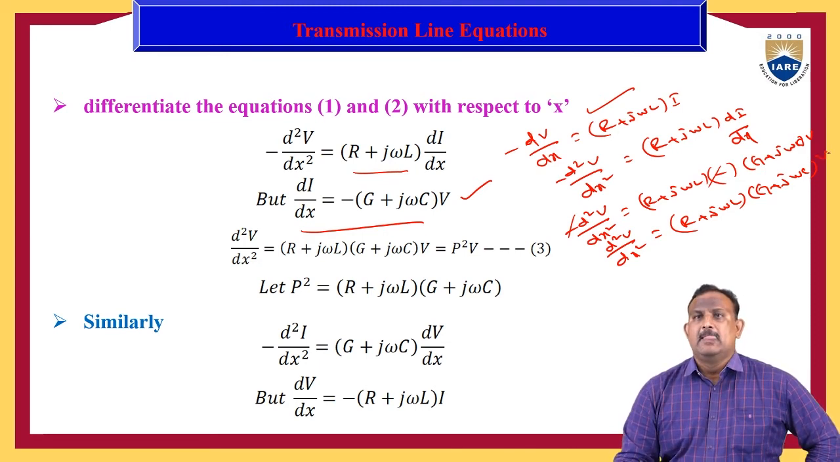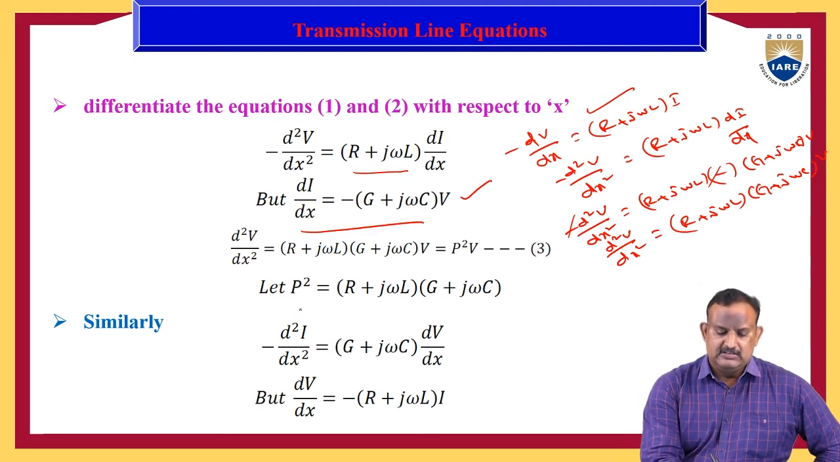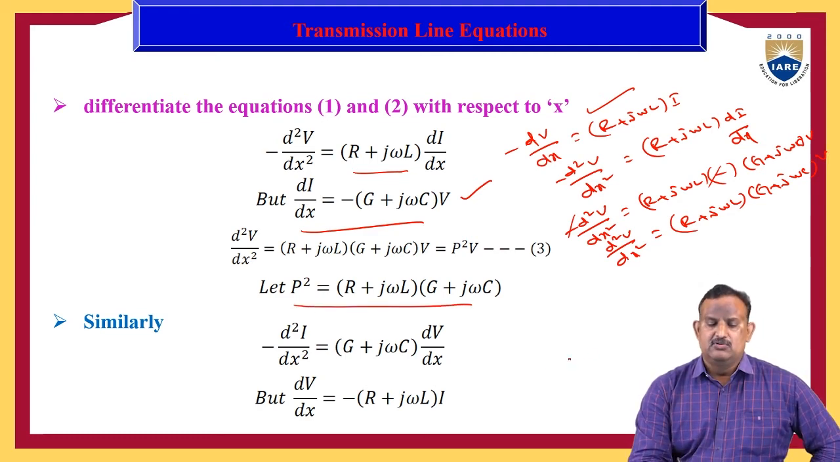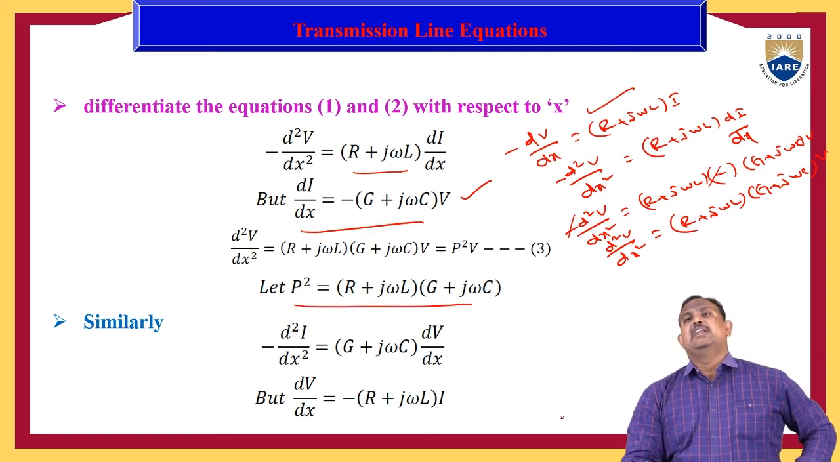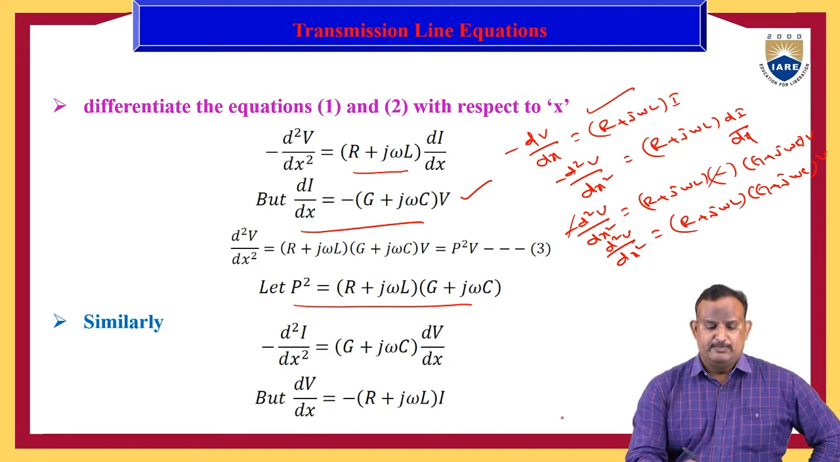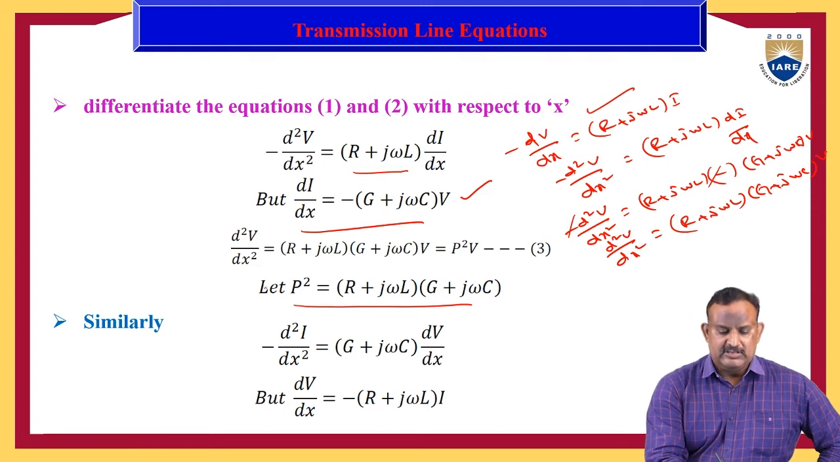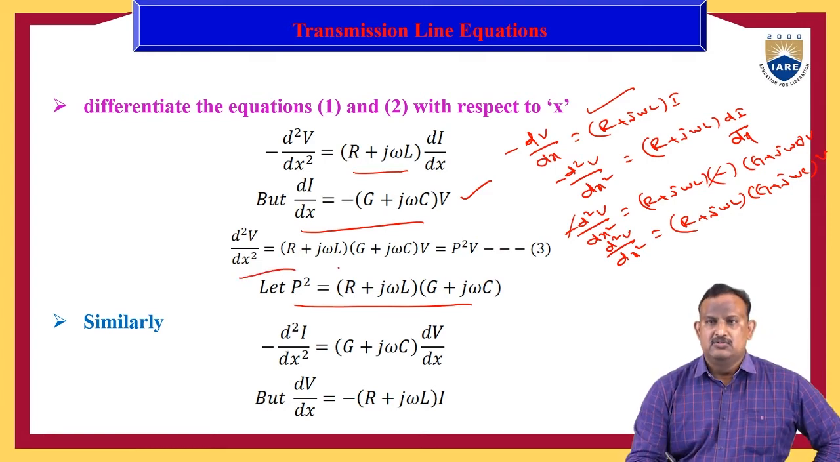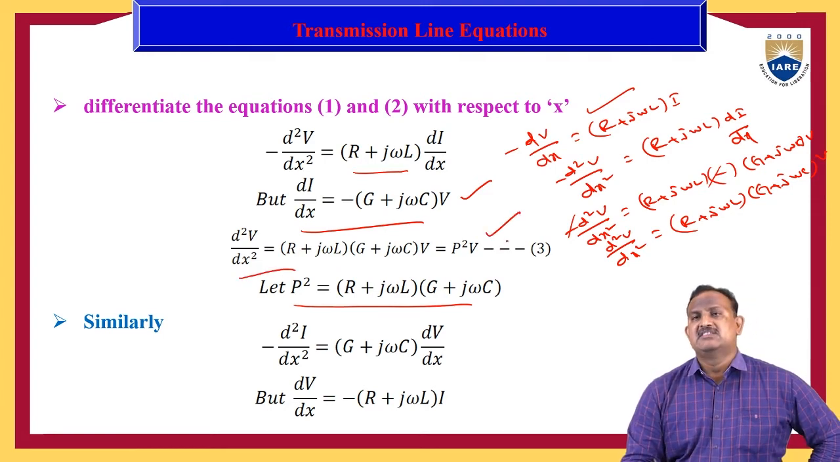Already V is there. Therefore, we know that the propagation constant P is equal to root of R plus j omega L into G plus j omega C. So P square equal to R plus j omega L into G plus j omega C. Therefore, the equation d square V by dx square equal to P square into V, where P is the propagation constant.